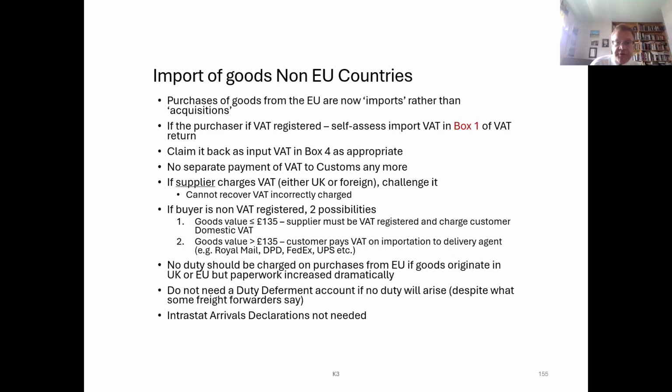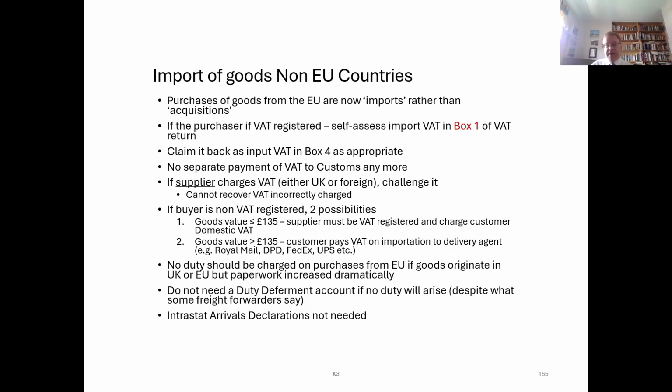Import of goods from non-EU countries: purchases of goods from the EU are now imports rather than acquisitions. If the purchaser is VAT registered, self-assess import VAT in box 1 of the VAT return, and claim it back as input in box 4 as appropriate. There is no separate payment of VAT to customs anymore. If the supplier charges VAT, either UK or foreign, challenge it, as you cannot recover VAT incorrectly charged.